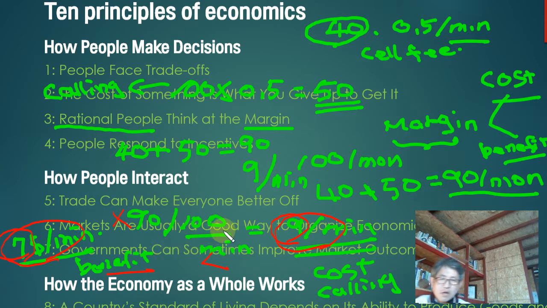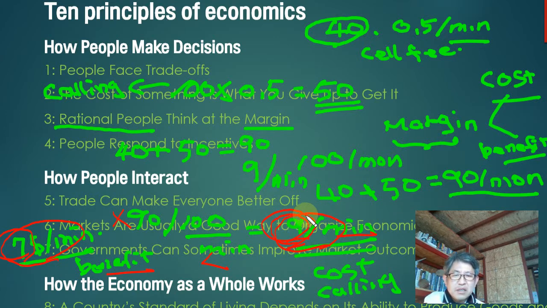Why can I say this is wrong? Because if you divide this whole cost by minutes, $9 is right. $9 per minute for the cost of one minute is right.